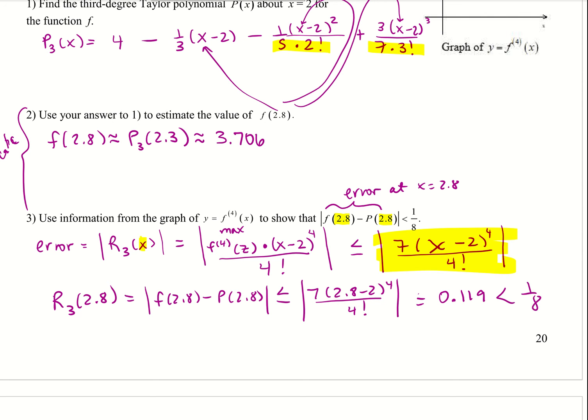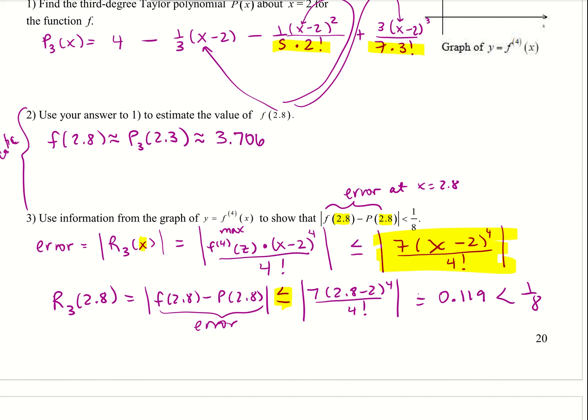Now, sometimes people get a little stressed. I've got these equals and I've got these less than or equal to, but between any two of them, these are true statements. The remainder is going to be representative of the error. And according to the Lagrange error bound, that error will be less than or equal to the maximum of the next derivative, in this case the fourth derivative, times my new value of x, 2.8 minus the center, raised to the fourth power over 4 factorial. And that's 0.019, which is less than 1/8, because 1/8 is 0.125.